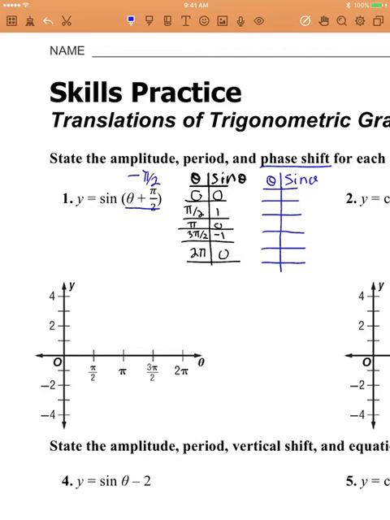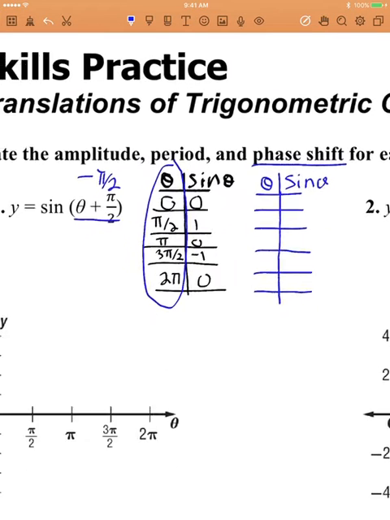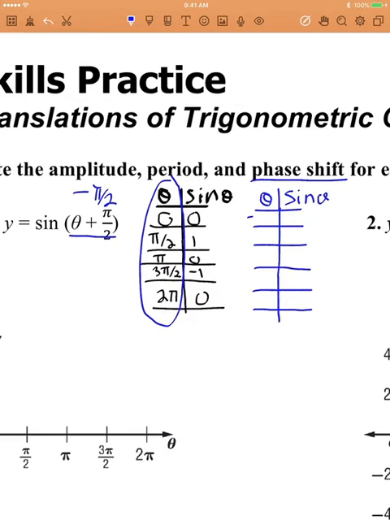So that's what we're going to do to all of our thetas right here. We're going to shift all of these guys left pi over 2. So let's subtract pi over 2 from each one. So 0 minus pi over 2, I'm just going to get negative pi over 2. Let me see if I can zoom in on that.